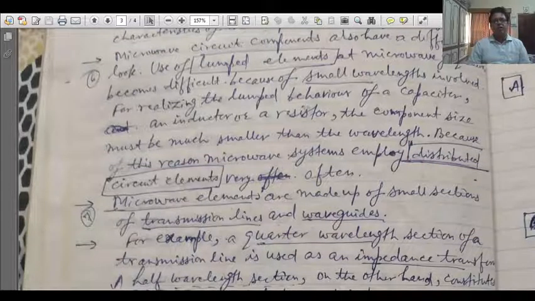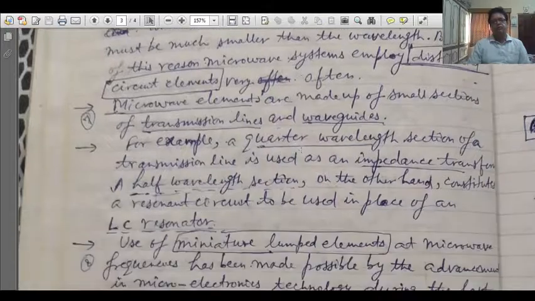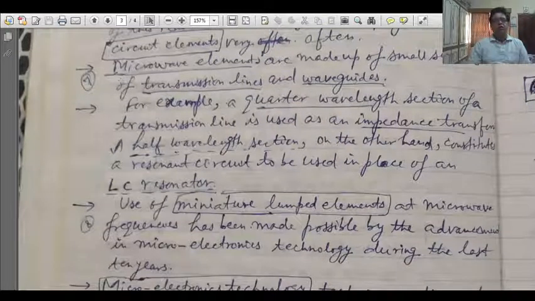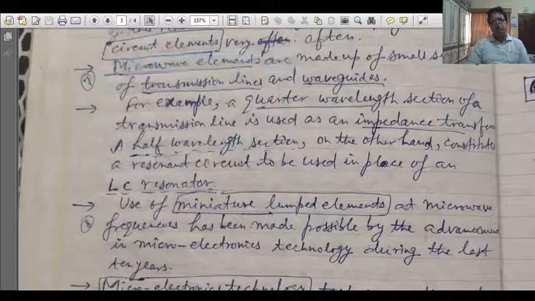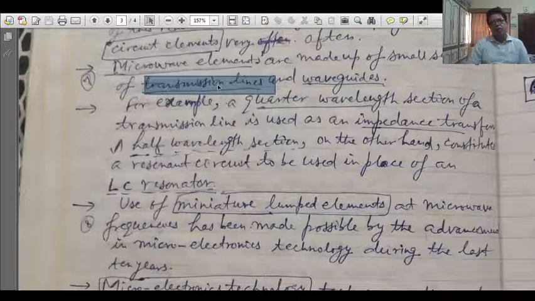Distributed circuit elements are used very often. Number 7: microwave elements are made up of small sections of transmission lines and waveguides. These are necessary topics for you to understand: what is a transmission line and what are waveguides. So go through these topics.